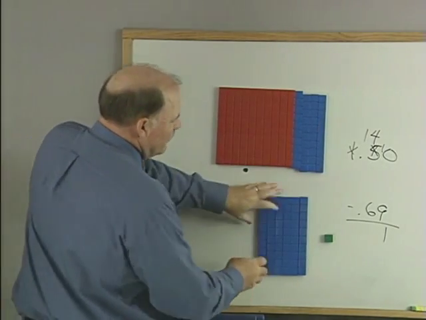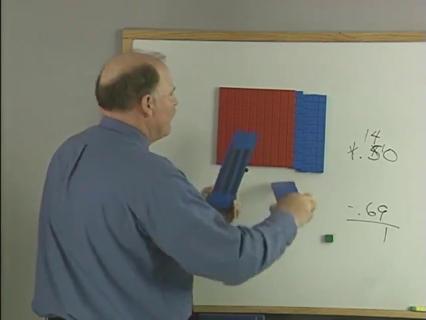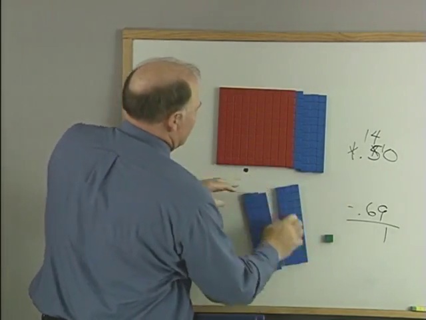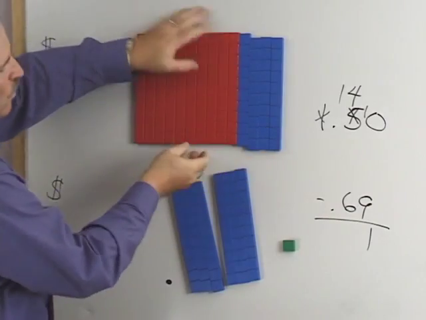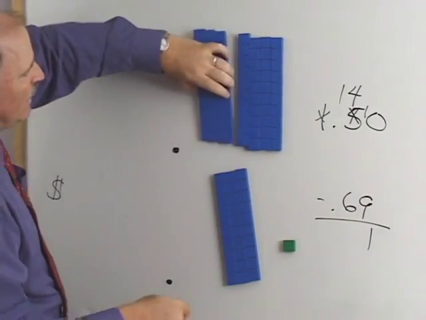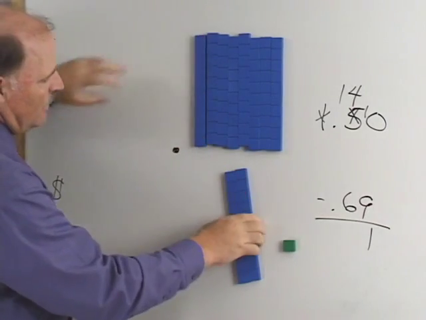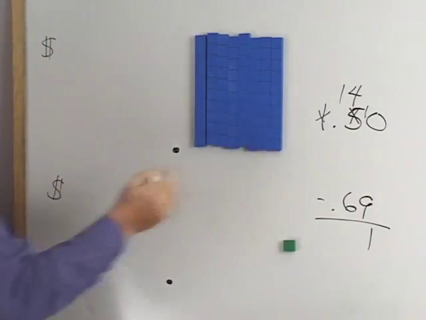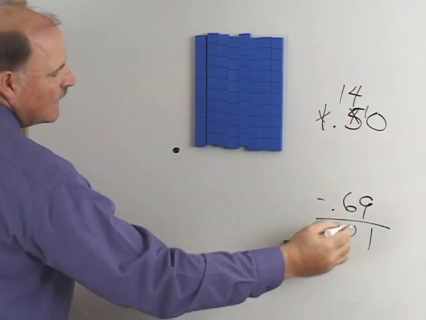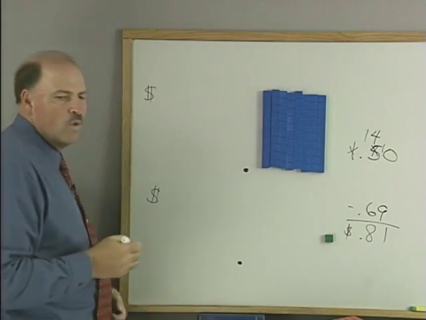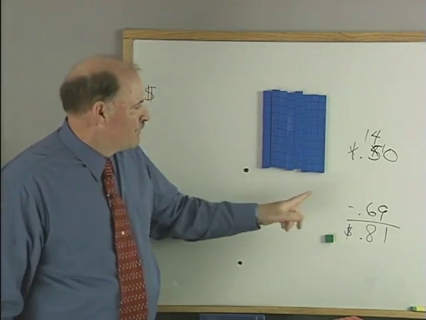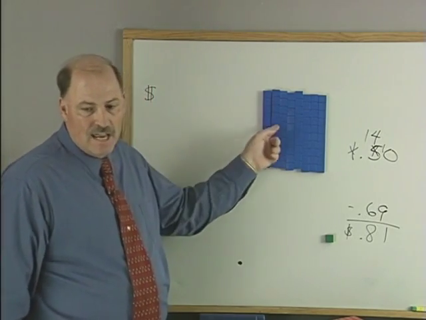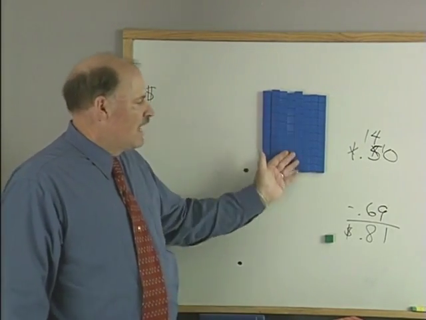Okay, so if we put these 6 upside down on top of these, then 1, 2, 3, 4, 5, 6 would be gone, and we'd have 4 plus 4, or 8 left over. So 14 minus 6 is 8 dimes. So the answer is 81 cents. Subtracting money is exactly the same as subtracting in base 10, except instead of hundreds turning into tens, we have dollars turning into dimes, dimes into pennies.